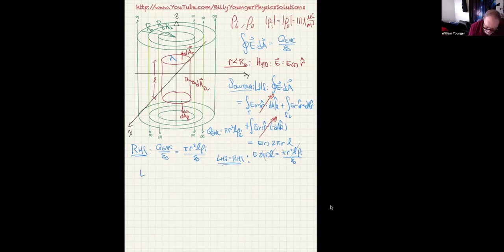So what we have is E is equal to, oh yeah, by the way, one of the exponents on the r will cancel out. So all I'm left with is E is equal to rho sub i over 2 epsilon naught times r, and that points in the r hat direction, and that's for r less than r a. So I've got that part.